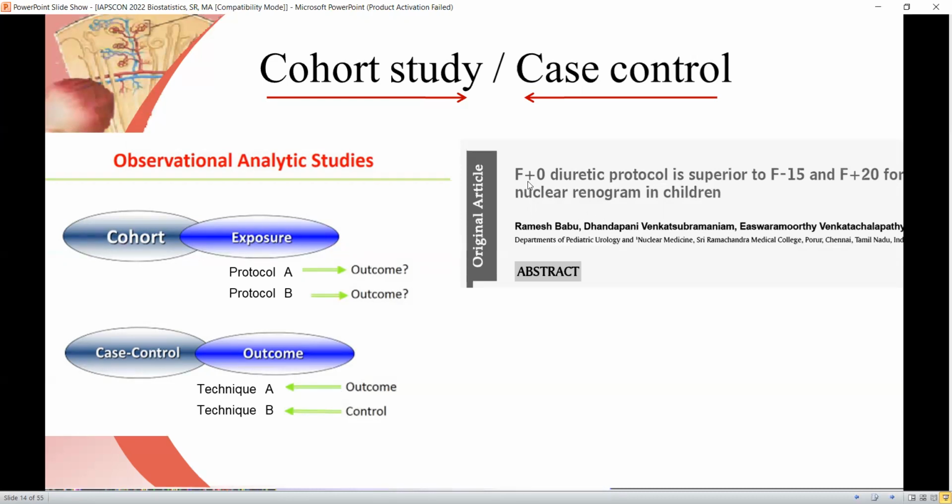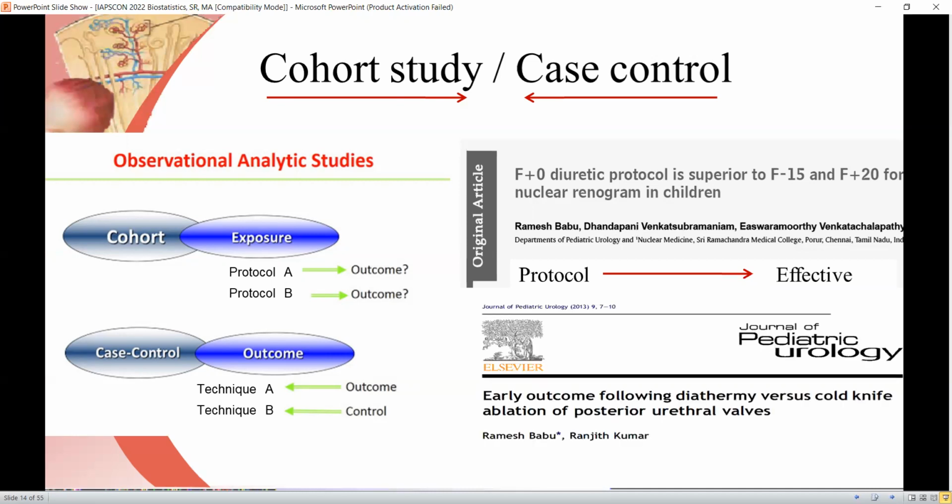So we looked at this F0 diuretic protocol is superior to F15 and F20 protocol. So this is a prospective study. So here it is a protocol and then the effect. So the usefulness of that. Whereas here in this particular study, we have looked at the outcome following diathermy versus cold knife ablation. So here we are looking at the stricture rate, but the technique has already happened. So that is a case control. All right.